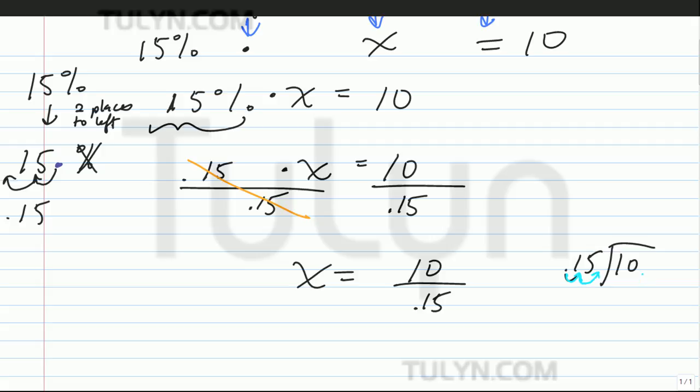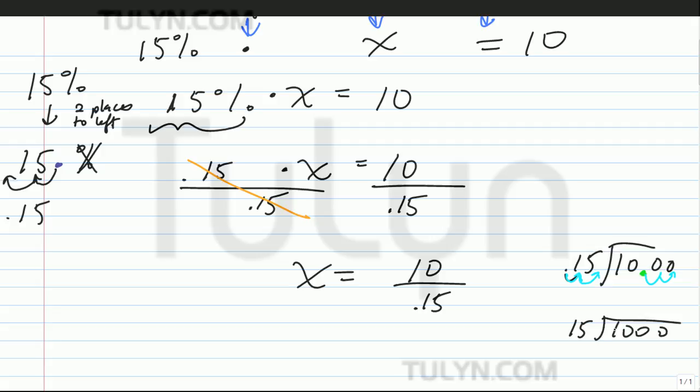That's 2 spaces. And this is a whole number right here, right? So go ahead and move that, the imaginary decimal in the back of that whole number, 2 spaces. So 1, 2. So this brand new number now becomes 1000. So let's see how many times 15 goes into 1000.